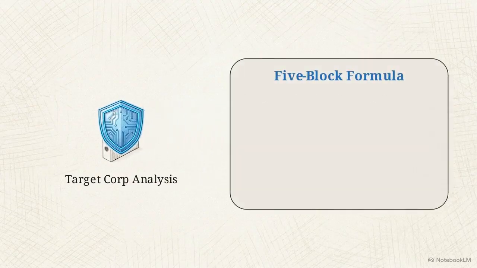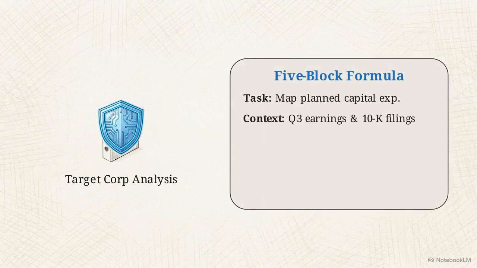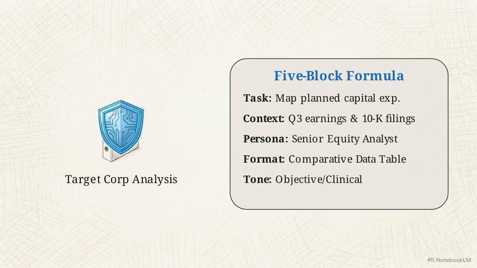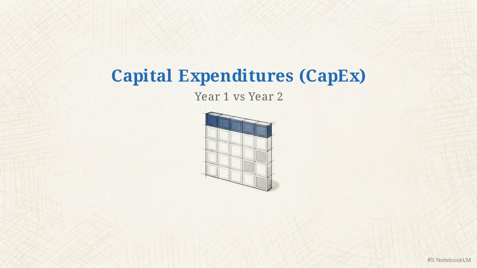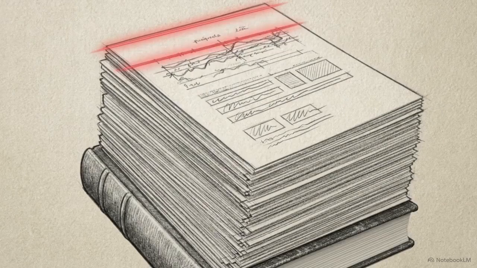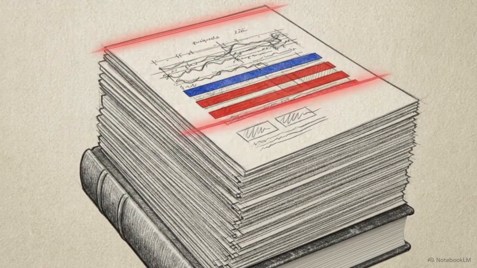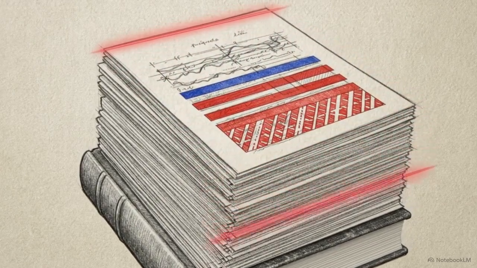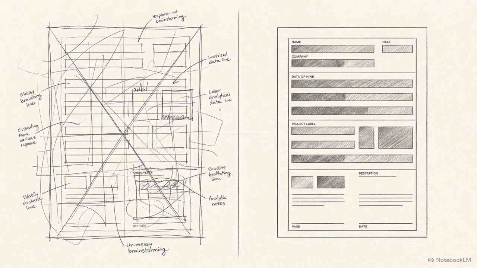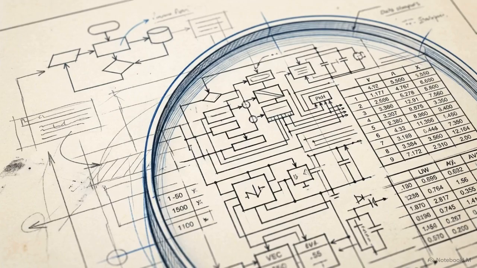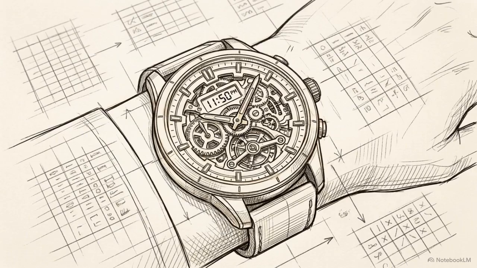Now we apply our 5-block prompt formula. We ask the grounded AI to map out the company's planned capital expenditures and compare them to the previous year. Within seconds, it generates a clean data table. This grounding mechanism allows you to parse a dense 100-page document while forcing the AI to stick strictly to the provided text. It shifts the burden of proof from the internet's general knowledge to the specific page and paragraph of the official filing.